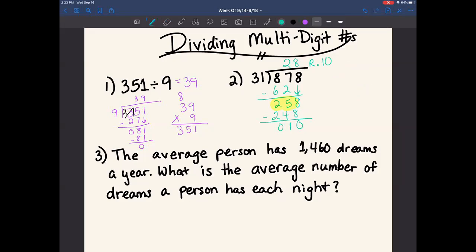Any questions on these two? Easy, right? Especially since we did that times table at the beginning. All right, the last one.